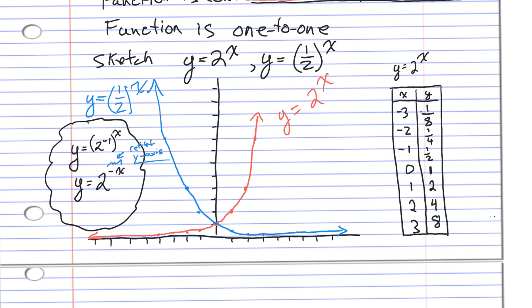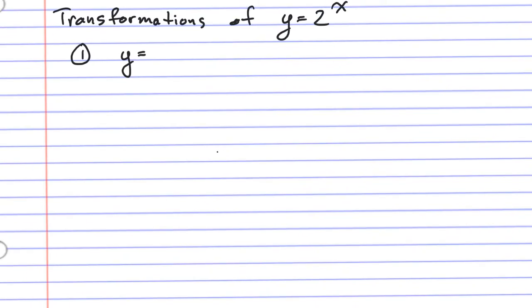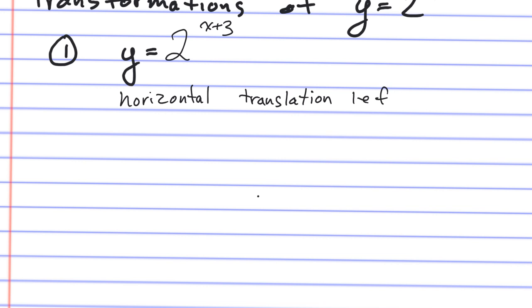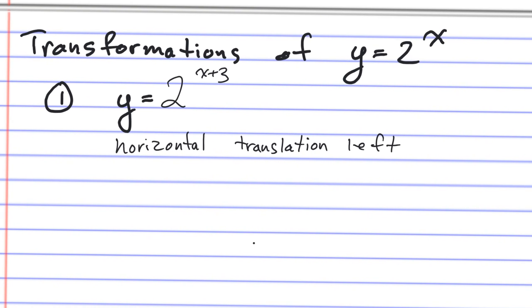And now let's talk about the transformations that could possibly happen with this function. So for this, we're going to have to get really serious. I'm going to use a lot of space here. So for y is equal to 2 to the x plus 3, this is really a horizontal translation left. Now remember, this one up here was our original equation, y is equal to 2 to the x.